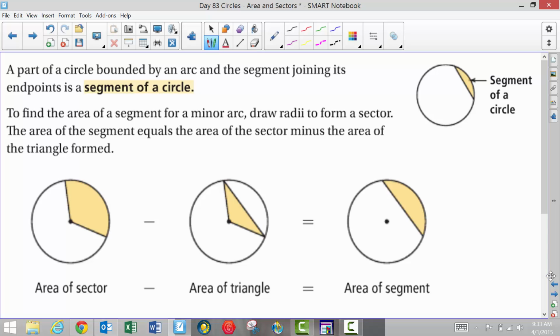So if you want the area of a segment, you need to first find the area of the sector, which we just did in the previous two examples. Then you have to find the area of the triangle formed by the two radii and a chord and subtract them, and that's how you get your area of a segment, which is your pizza crust area.